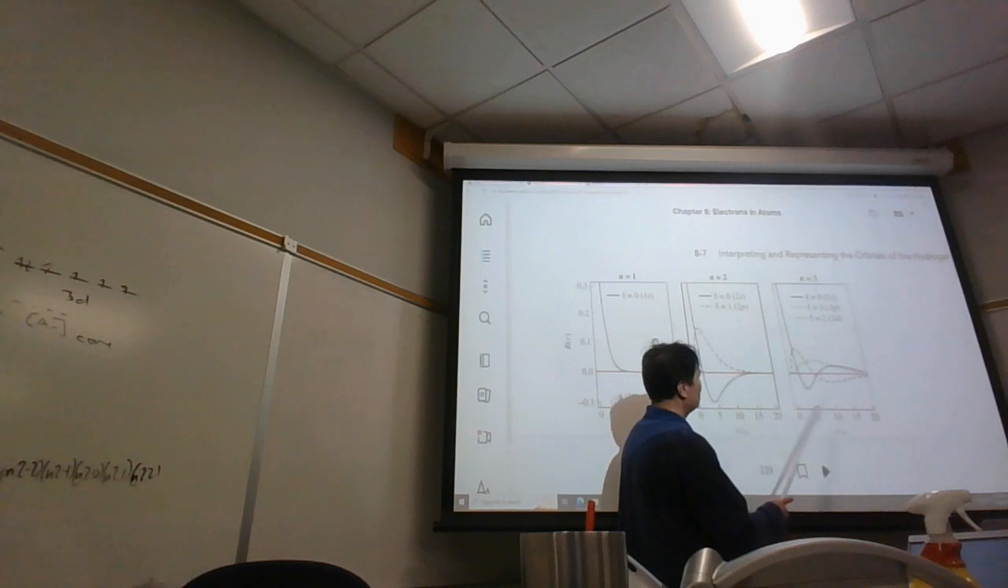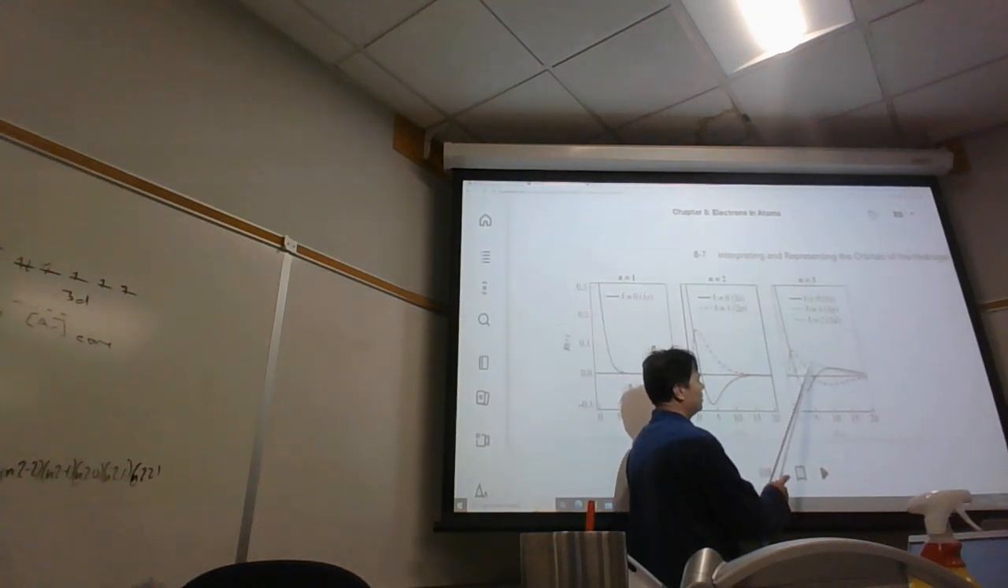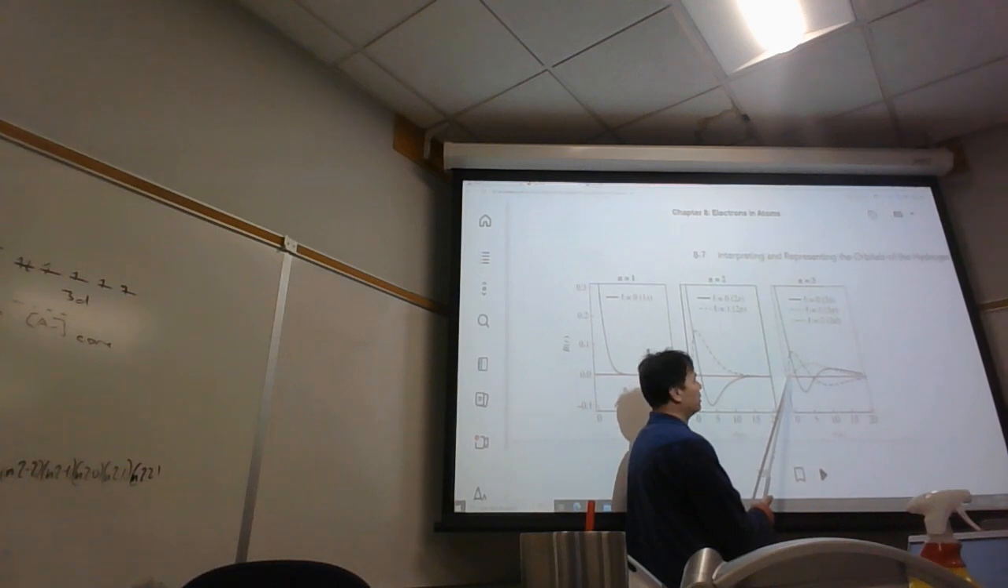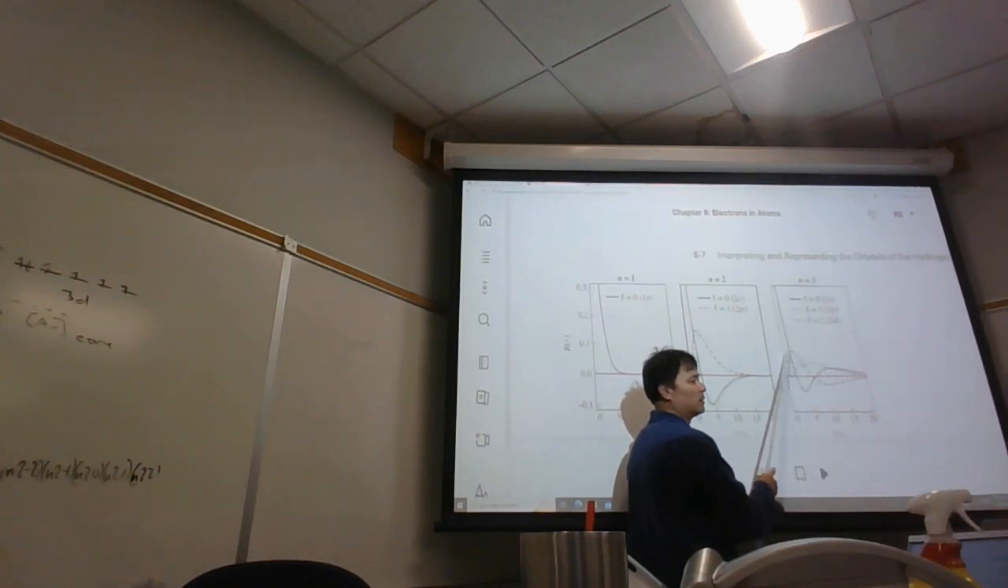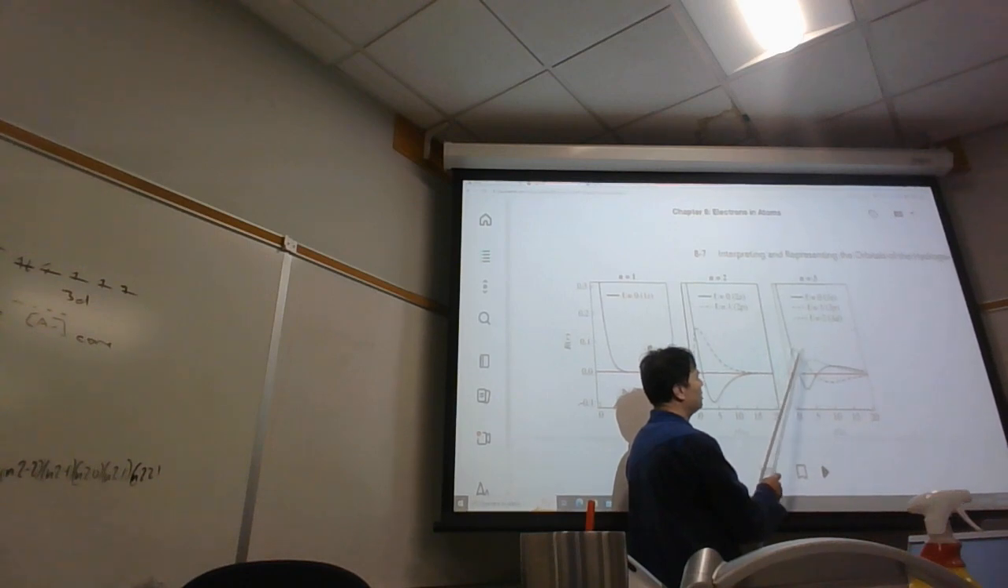So do you see the D is the short dashed line here? What is the probability it's going to be close to the nucleus? Very low. Do you see that? Compared to the S, if you look at the 3S, it has much greater probability. So which one's the most penetrating? The S, followed by the P, followed by the D.